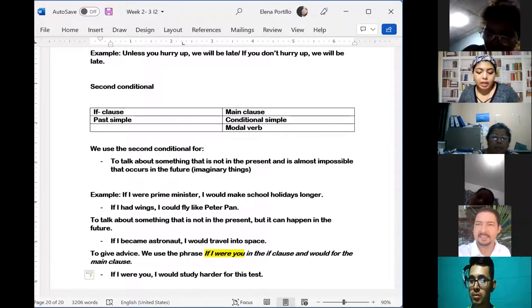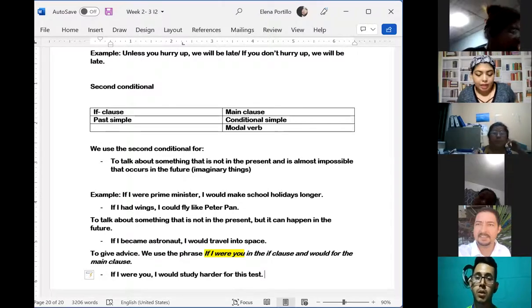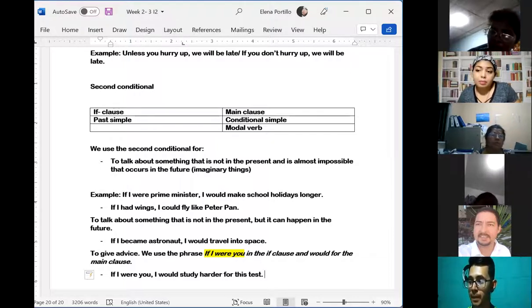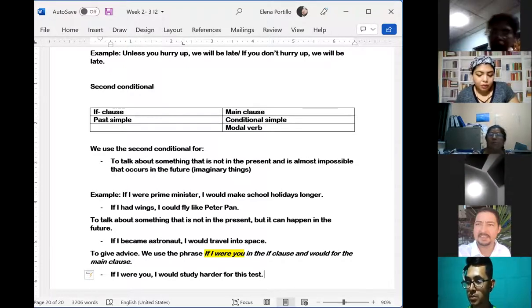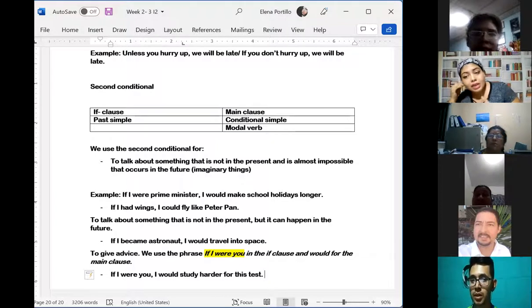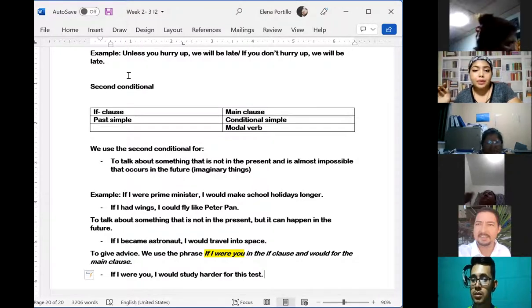Also, in this kind of sentence, we can use the past simple for the if clause and the conditional simple, that is the word will, for the main clause. That is something that we already studied, so we are not going to stop in that part. Then, in the second conditional, we can use the past of be, in this case were, in the if clause for every person. This is mandatory when we are going to use this kind of sentence to give advice. So in this kind of sentence, if I were you, this one is for all the persons that we are going to use in this kind of structures.